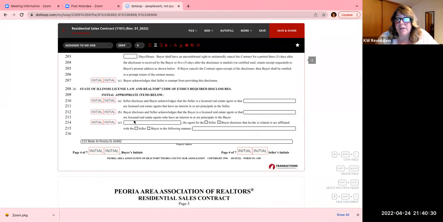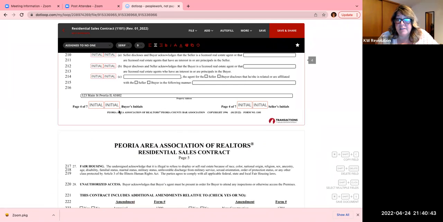This here is where you're going to disclose if you are related to either the buyer or the seller, or if the seller is related to their agent, they will be disclosing it here. So everyone would initial that they understand that. Every page is initialed, in case I forgot to say, by the buyer and the seller.